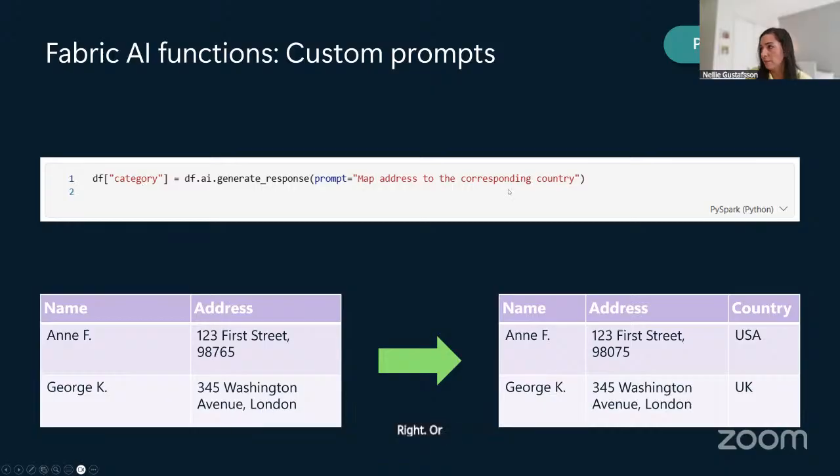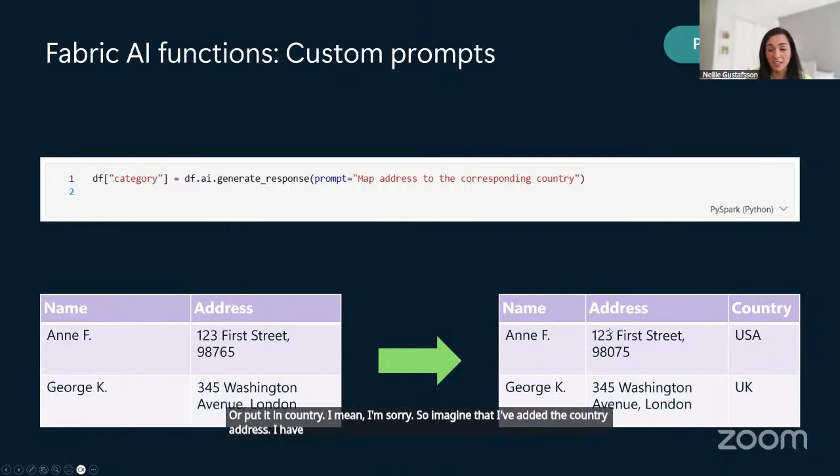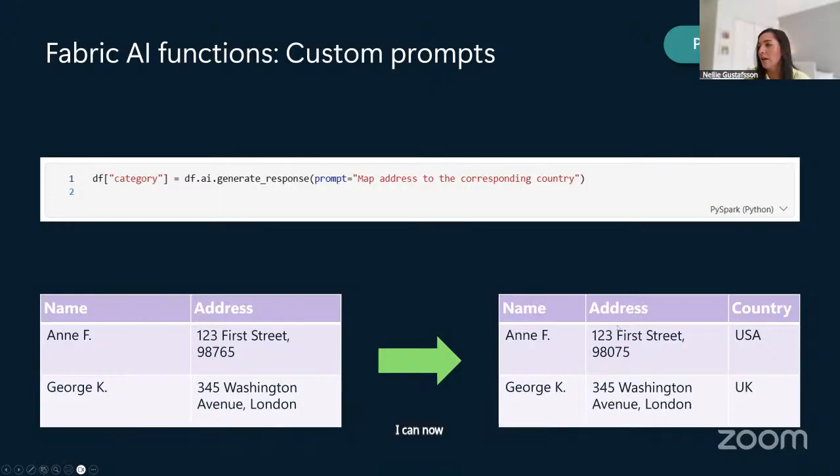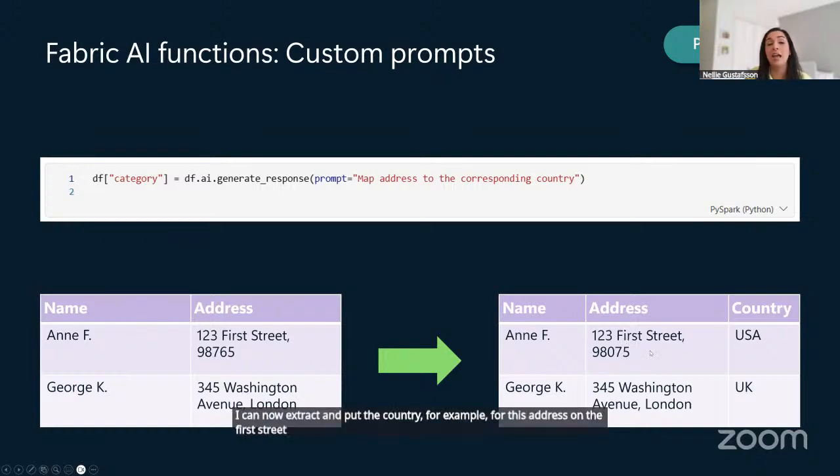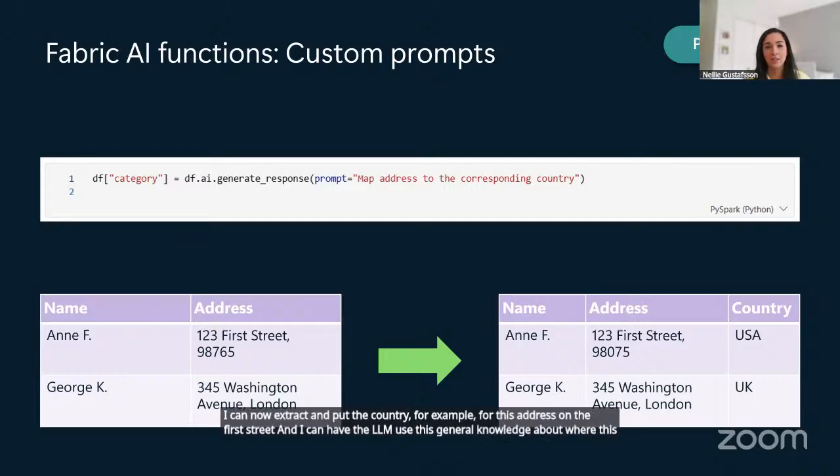Imagine that I have an address, it's text. I can now extract and put the country for this address on the first street, and I can have the LLM use its general knowledge about where this address sits to find me the country, for example. So this is a simple example that I wanted to show.